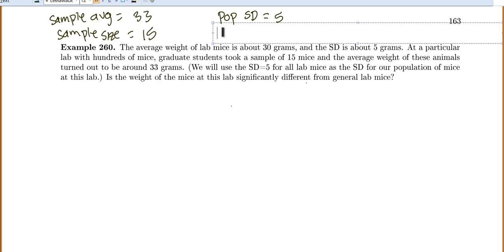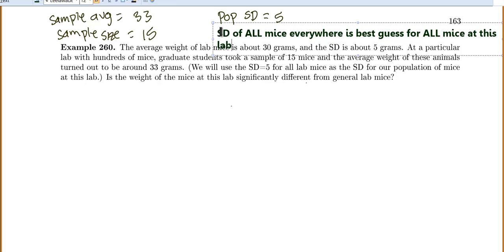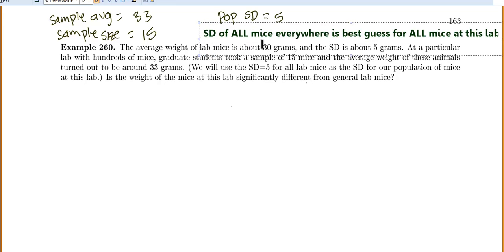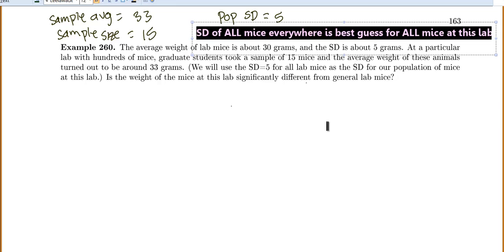Because once again, the SD of all lab mice everywhere is the best guess for all mice at this lab. So even though we don't know for sure what our population SD is, we can estimate it with the SD of all lab mice everywhere, and that's a fairly safe estimate.